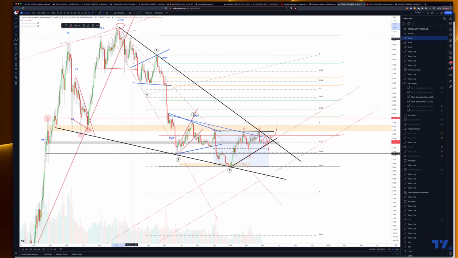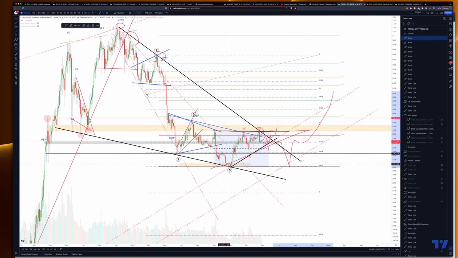So we have this macro trend line. If we break through it from above, and then we break this level, that's alt season. So it's that triangle that we're looking at to break to the upside. Worst case scenario, it comes back down, and then we get the last spring for the alts.